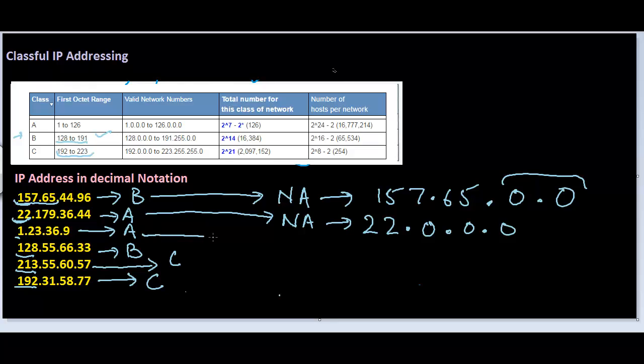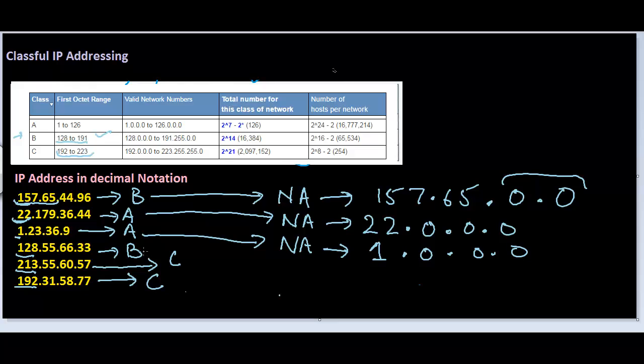How about this one? This is starting with 1. So this is a class A IP address, and once again in a class A IP address, only the first 8 bits represent the network. So 1, and the remaining bits are for the host. So we are going to set all of these to 0.